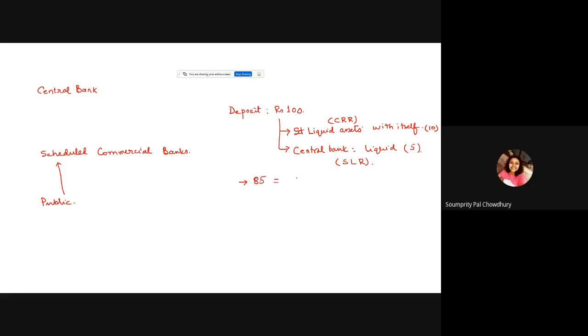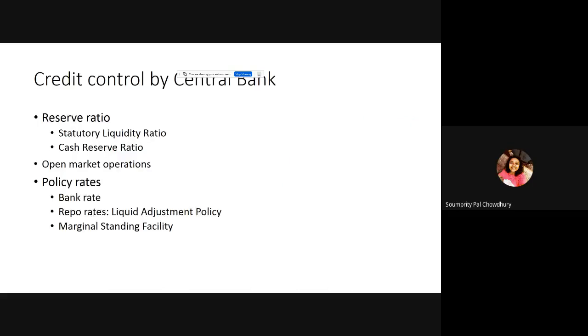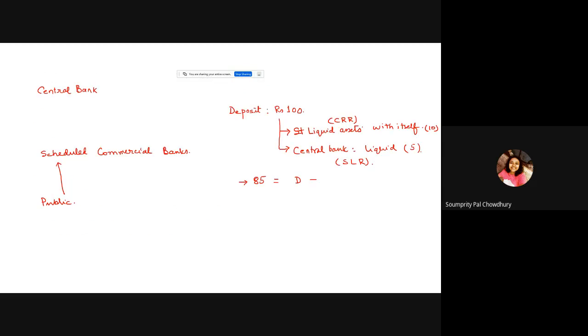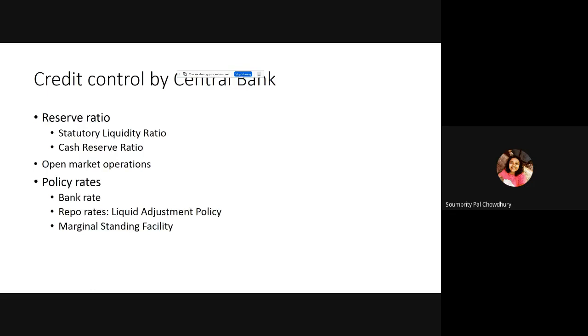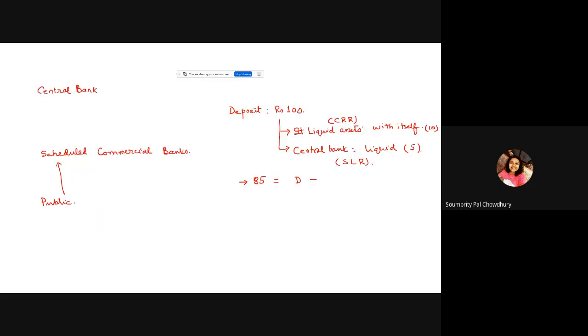Sir, sorry to interrupt, but the part they keep with the central bank is called CRR, and the assets which they maintain with itself is called SLR, statutory liquid ratio.